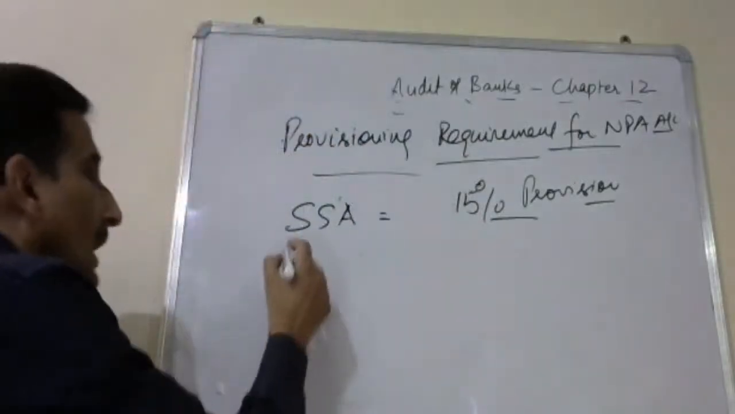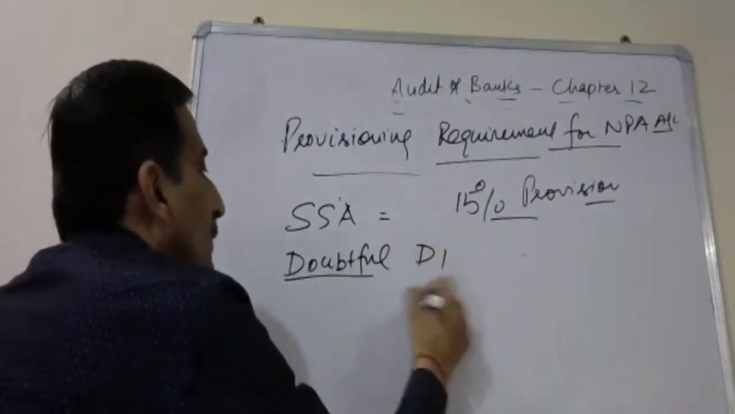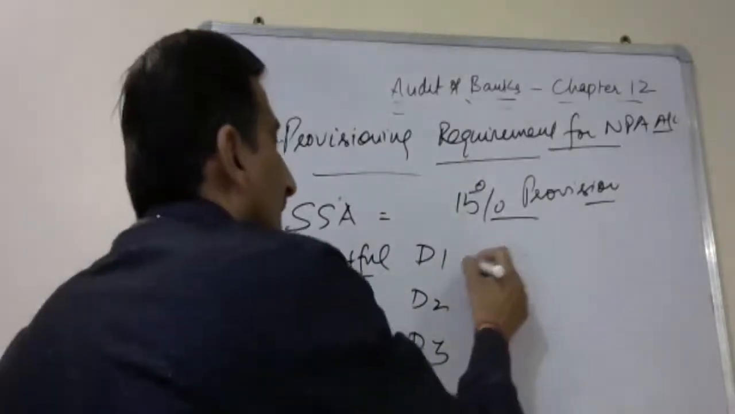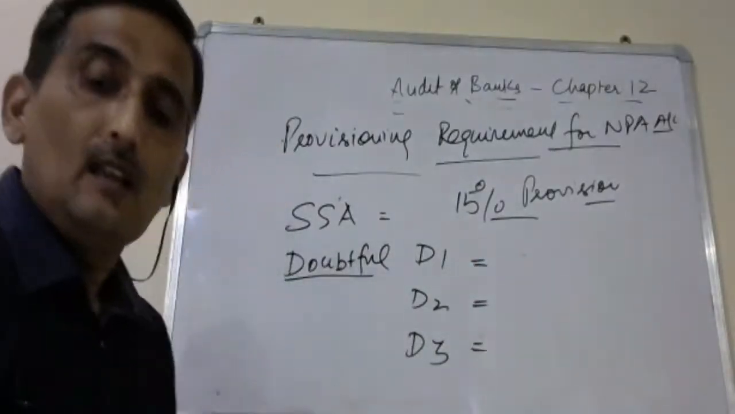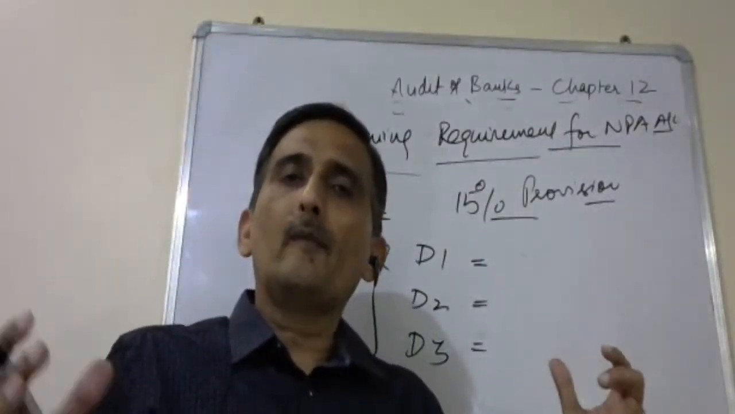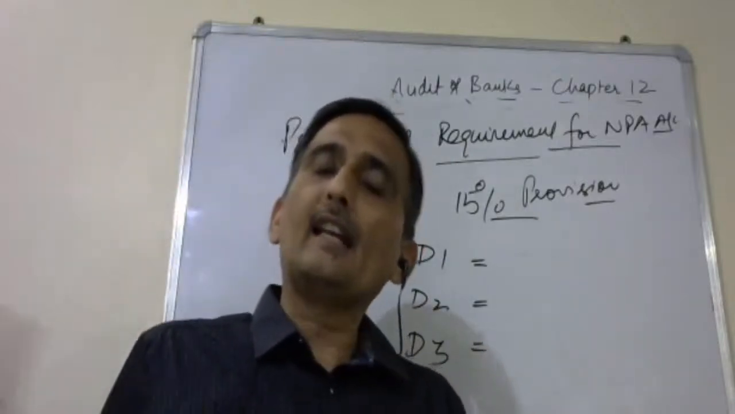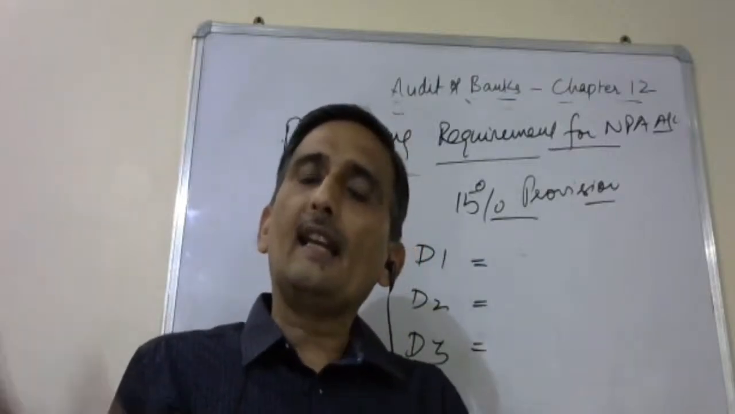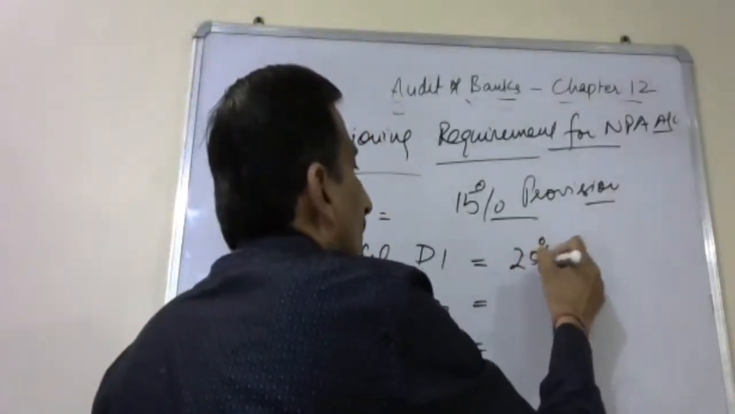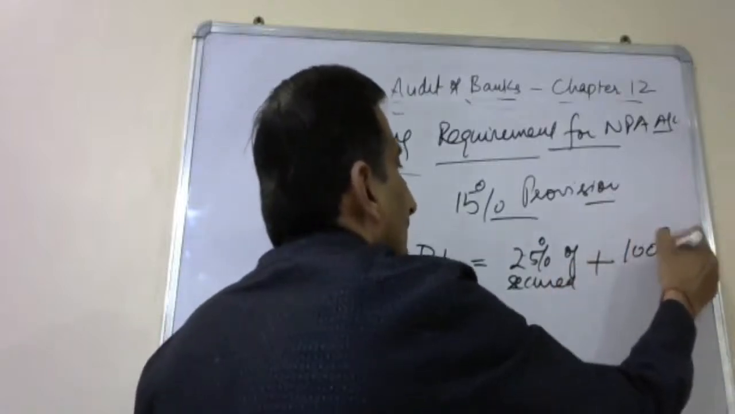Okay. And in case of doubtful assets, in D1, D2 and D3. In D1, provision is made of, now the balance in an account may be secured or unsecured. Say if it is fully secured, fully backed by collateral securities, then 25% of the secured portion. And if there is some unsecured amount, then 100% of the unsecured part.